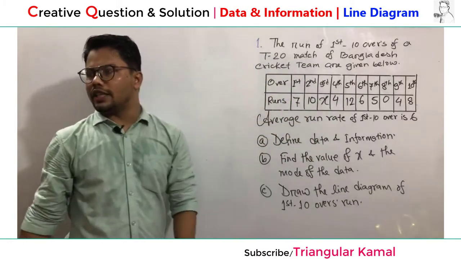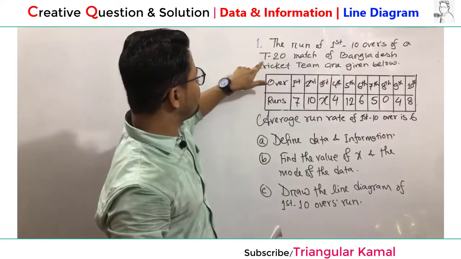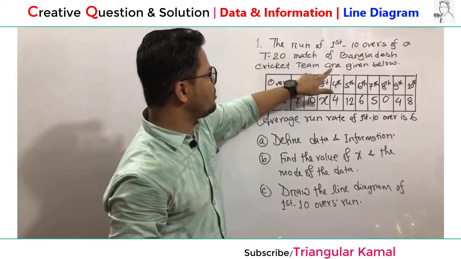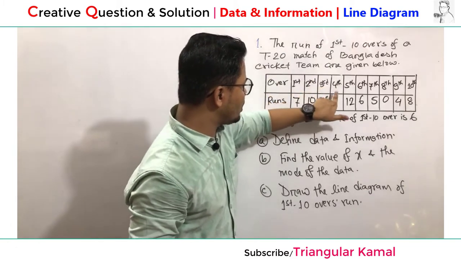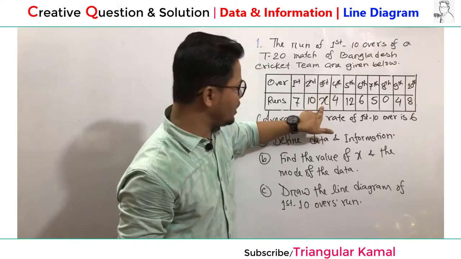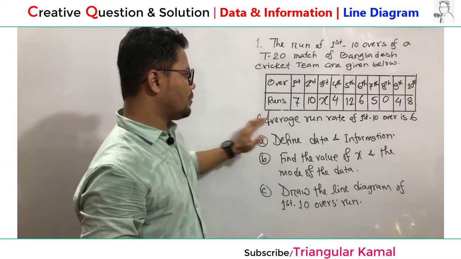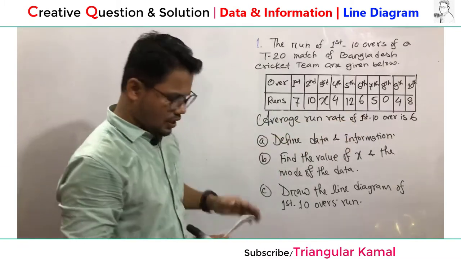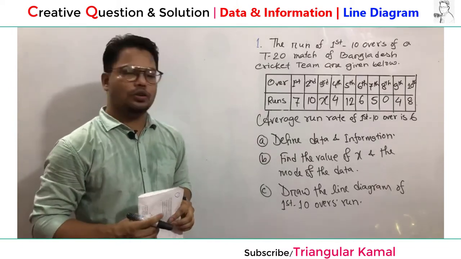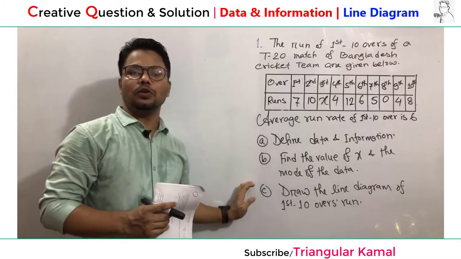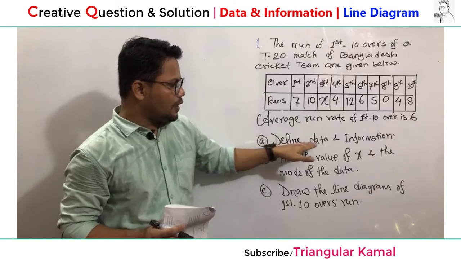So I think this is your question, my dear students. The runs of the first 10 overs of a T20 cricket match of the Bangladesh cricket team are given in the table. First over run, second over run, third over run, where you see the variable X, then 4, 5, 6 up to the tenth over run. The average run rate of the first 10 overs is 6. In the comment section you can give your opinion on how many students can do this question properly. Question A: define data and information.